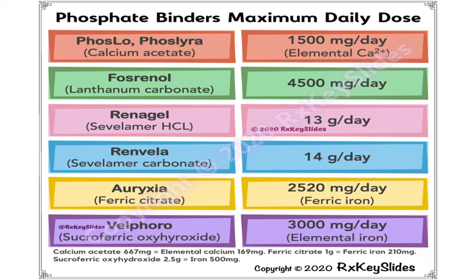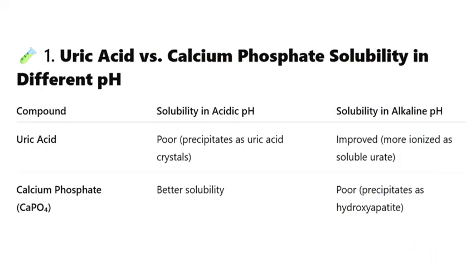So, in contrast to calcium phosphate, which precipitates in an alkaline environment, uric acid with a pKa of 5.4 precipitates, right, in an acidic environment. Exactly. Uric acid tends to precipitate in more acidic conditions because its pKa is about 5.4. That means when the environment's pH drops below that value, more of the uric acid is in its neutral form, which is less soluble and more likely to crystallize.